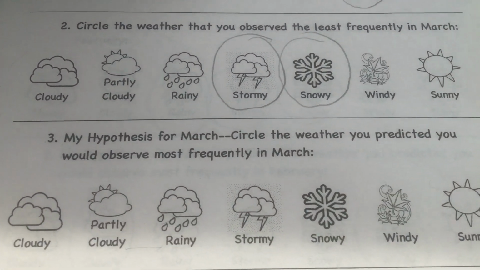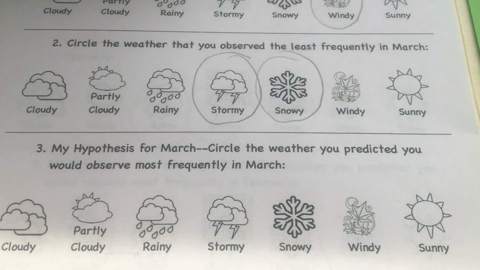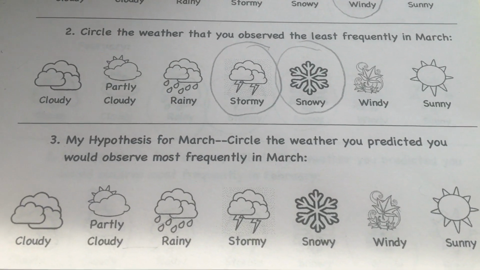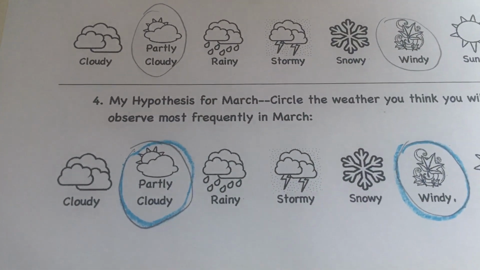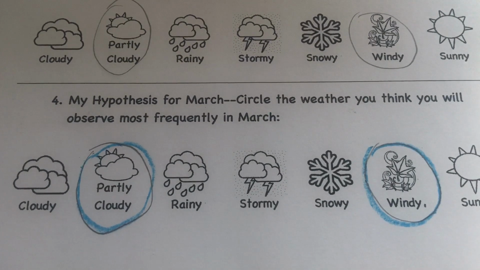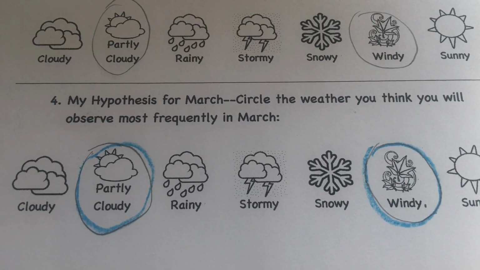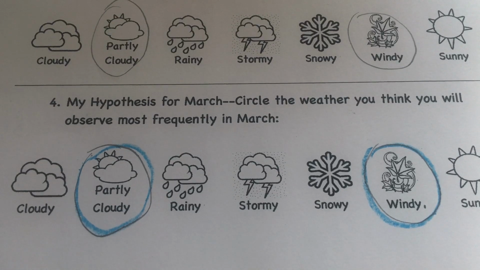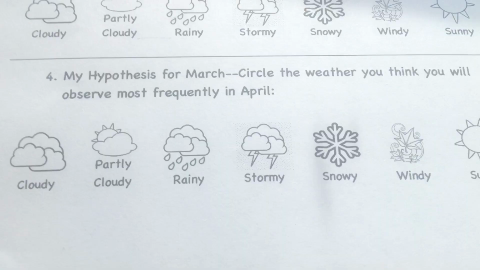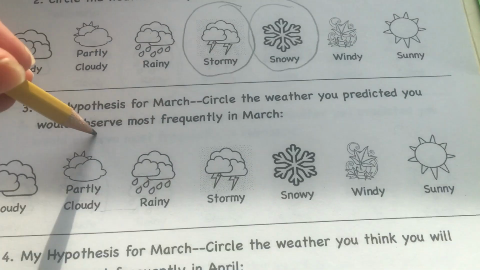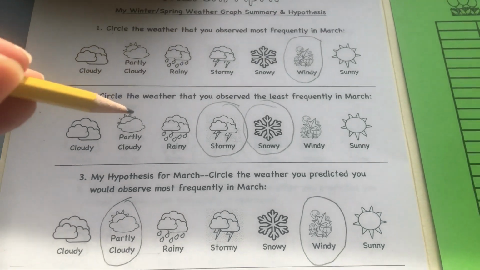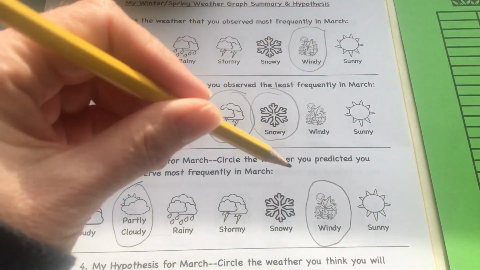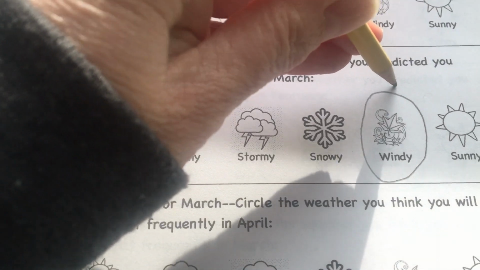And then my hypothesis for March, circle the weather you predicted you would observe most frequently in March. To find that information, I have to go and look one sheet below and see what I did on number 4 last month. I said that I would see partly cloudy and windy. I thought that those two might tie. So I said partly cloudy and windy. And actually, if you look, it was windy, so that one was correct. So I'm going to give that one a check.